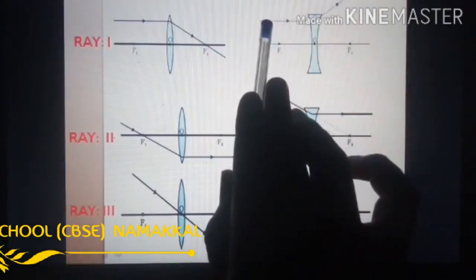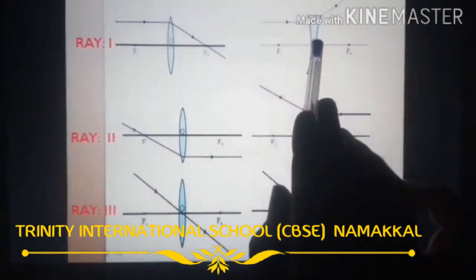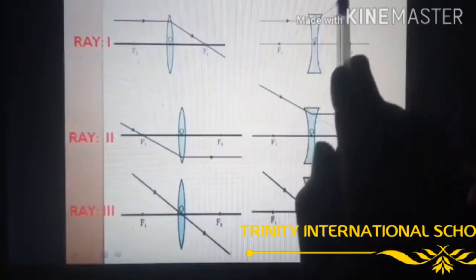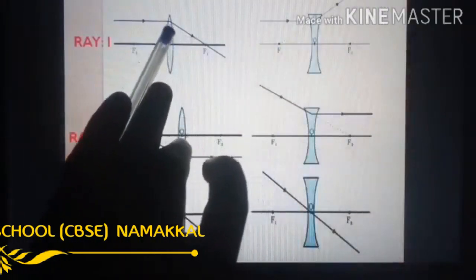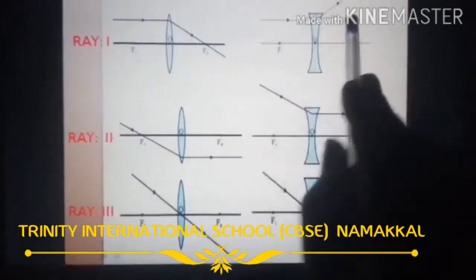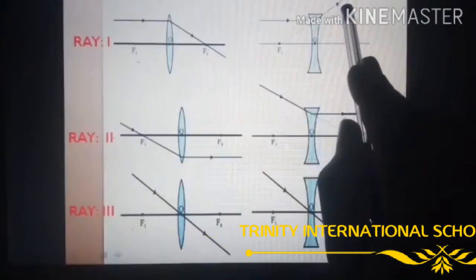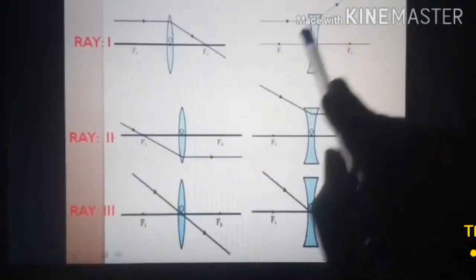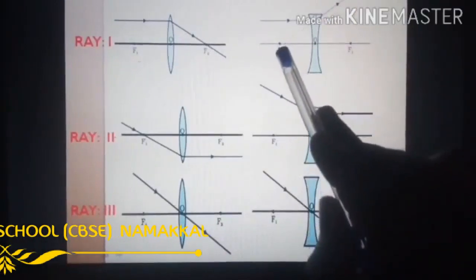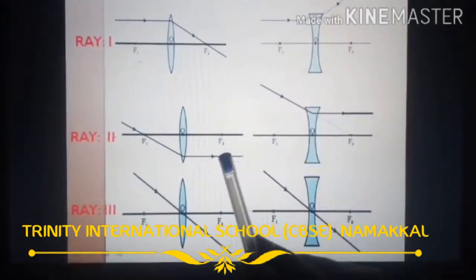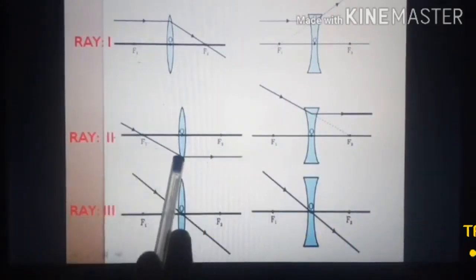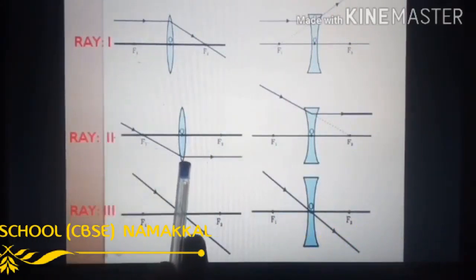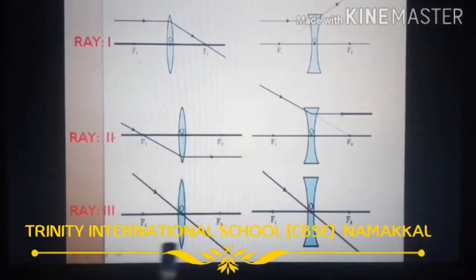So the parallel ray after refraction by the concave lens appears to diverge from the principal focus. Here it actually passes through the principal focus, but here it appears to diverge from the focus. The second ray is a ray that passes through the focus. After refraction, it passes parallel to the axis.